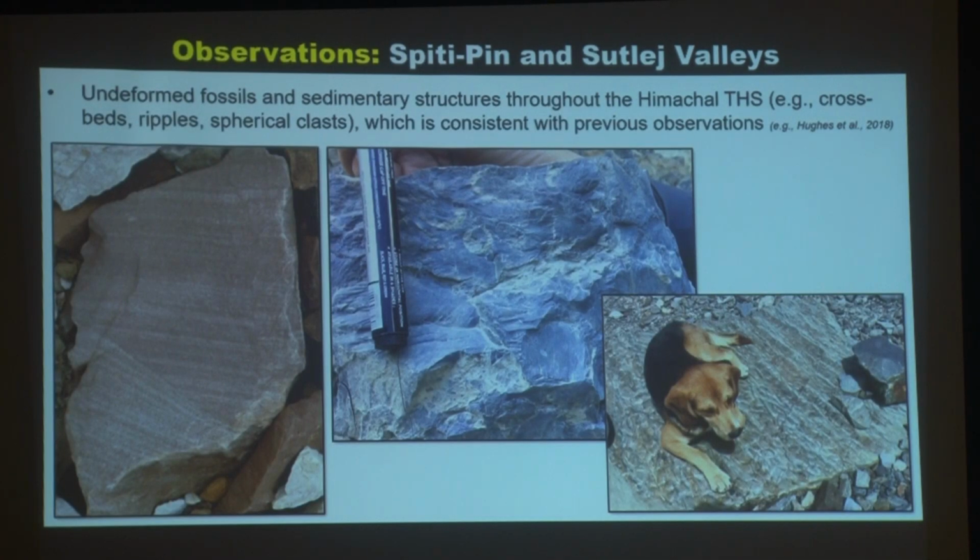Okay, so another really important observation here is that, just like other people had seen in the past, we saw undeformed fossils and undeformed primary sedimentary structures throughout the Himachal THS, and those include crossbeds, ripples, and spherical clasts. You can see some examples here. Here are some really nice crossbeds. Here are some fossils, like spherical-shaped ones. And then here are some ripples.